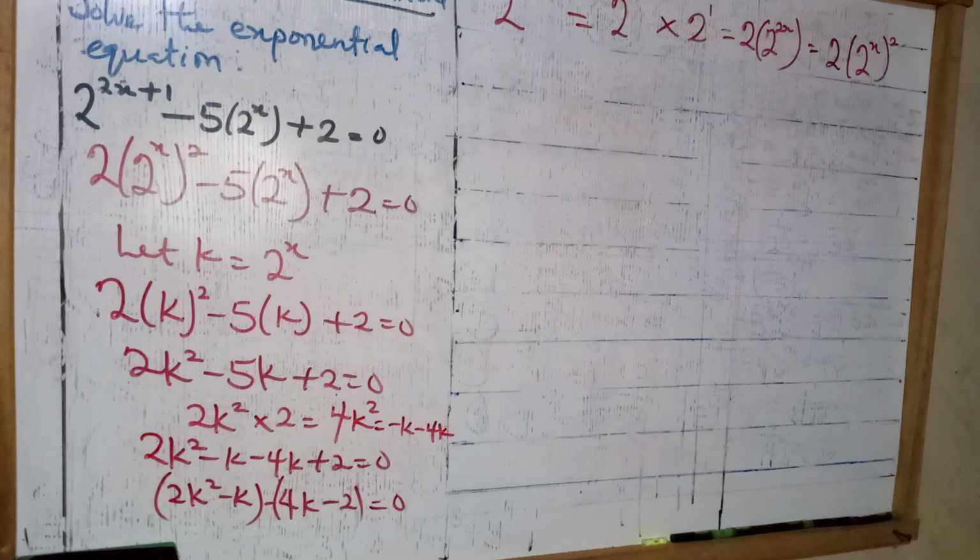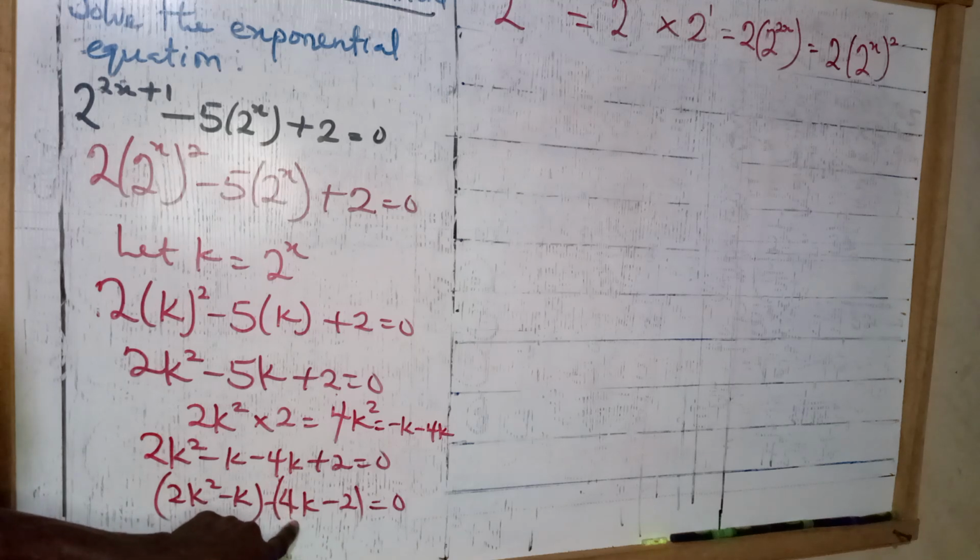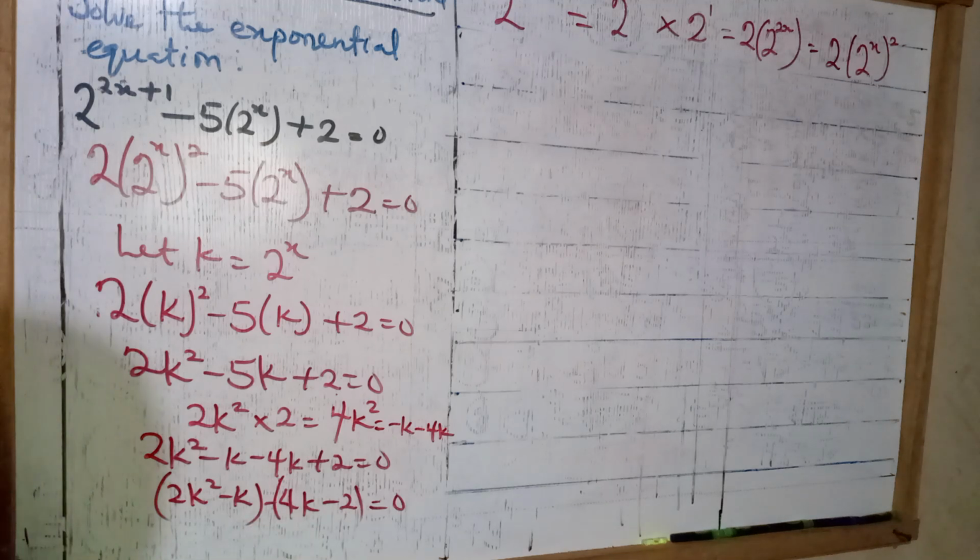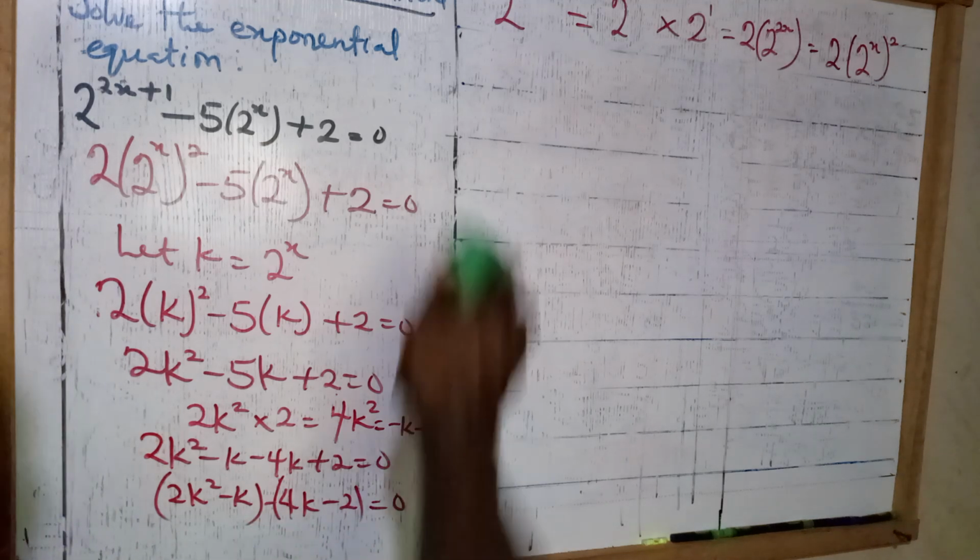Okay, so from here we will now bring out the common factor in 2k squared and minus k, and the common factor here is nothing but k. In this case it is 2, that is, we factorize 2 here. 2 in 4k will give us 2k. 2 in minus 2 will give us minus 1.